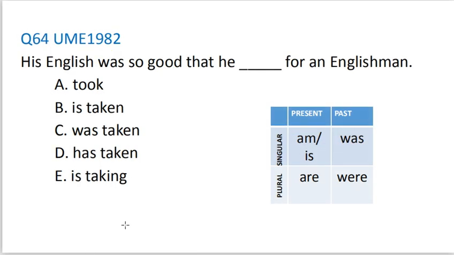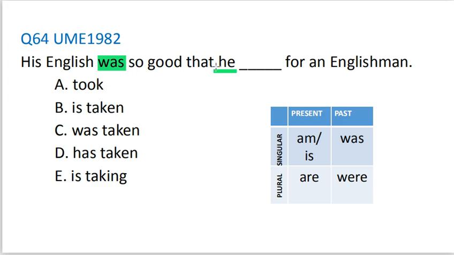Question 64, UME 1982. His English was so good that he dashed for an Englishman. A. Took. B. Is taken. C. Was taken. D. Has taken. E. Is taken. His English was, underline that particular word, was, that is past tense, was so good that he.